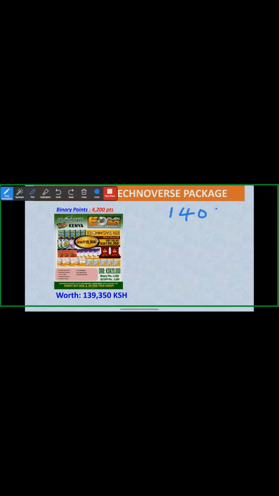Now let's go to the Technoverse. The Technoverse packs are very easy from here onwards. They are very special in their own way. Number 1, the Technoverse package comes with 4,200 binary points. I don't know if you understand me. The 2.0 and the 39,000 package came with 1,400 binary points, but this one comes with 4,200. Basically, that is 1,400 times 3. That is 4,200 Kenyan shillings.